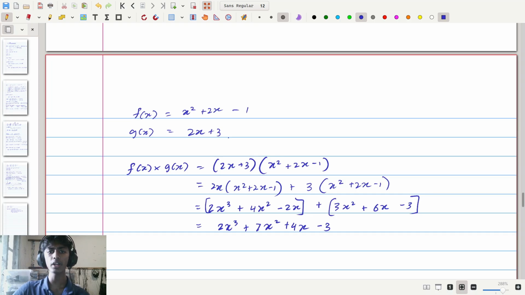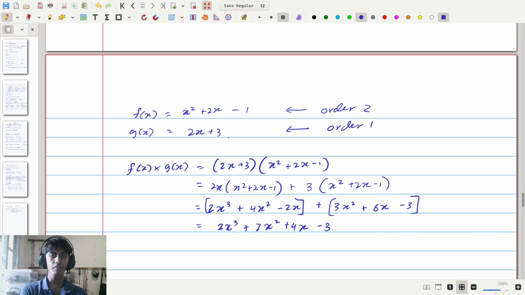Now consider the order here. f(x) was order 2, recall, because here the highest order term has a power of x squared. g(x) was order 1, because the highest power here is 1. So it's order 1.